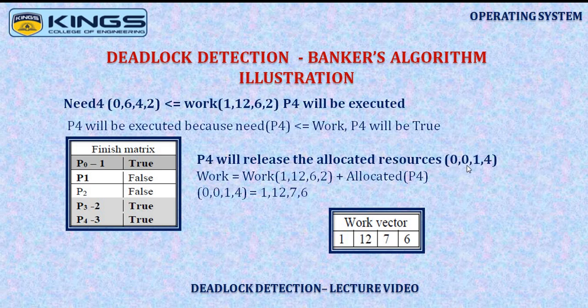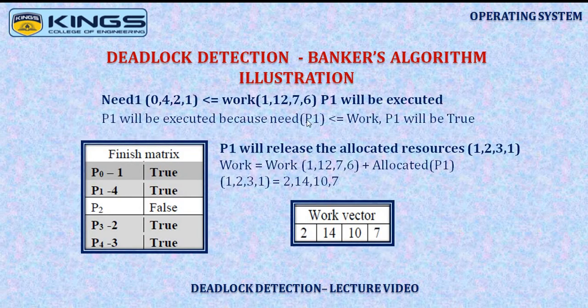It was holding 0, 0, 1 and 4. Now this 0, 0, 1, 4 is being added to the work vector entry 1, 12, 6 and 2. 1, 12, 6, 2 plus 0, 0, 1, 4 is nothing but 1, 12, 7 and 6. So the newly updated value for the work vector is 1, 12, 7 and 6.